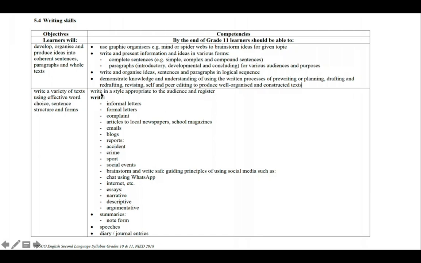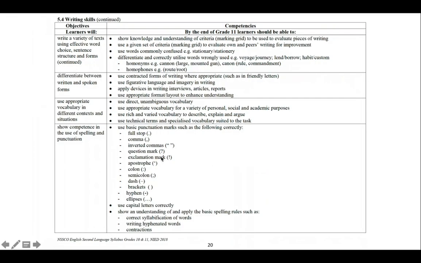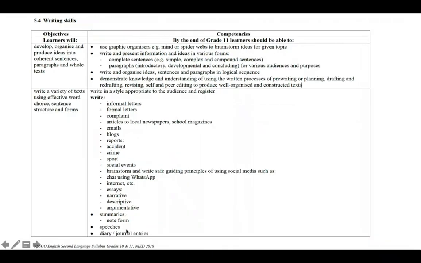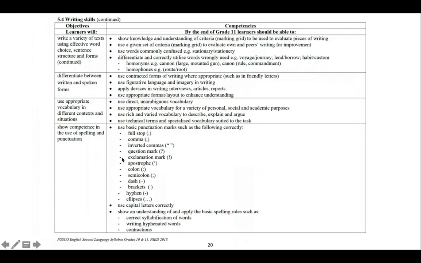And then here, write in a style appropriate for audience and register, like informal letter, formal letter. All these things you need to know before you go to the classroom. And we have many more, like punctuation, we have it there. If we go back, we have diaries and journals. This is more on expressive writing, and many of these are more transactional writing. You need to know these things. That's why we are covering them anyway. Punctuation, these are the things that you need to know.